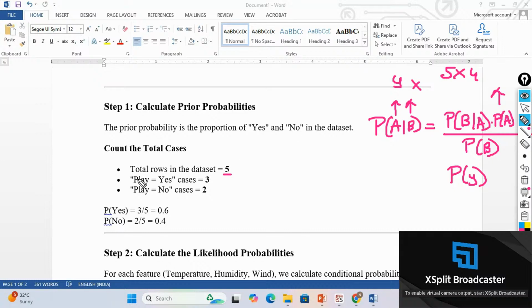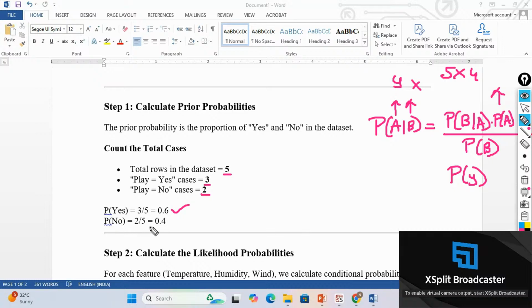Okay. Out of these 5 rows, in how many rows do we have yes under play? In 3 cases, under the play column, we have yes. And in 2 cases, we have no. So obviously 3 plus 2 is 5. Good. Now let us calculate the prior probabilities. So probability of yes is nothing but 3 by 5. Out of 5 cases, how many times do we have yes? 3. So probability of yes is 0.6.